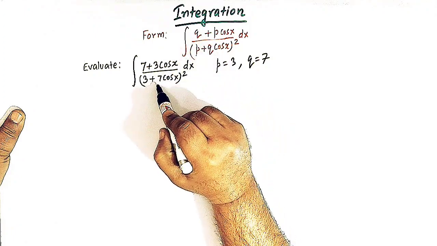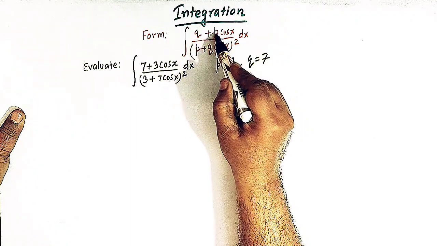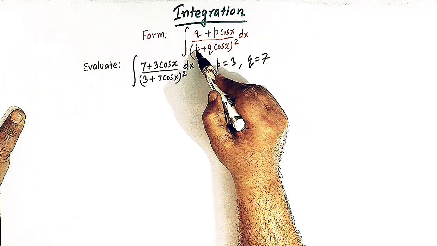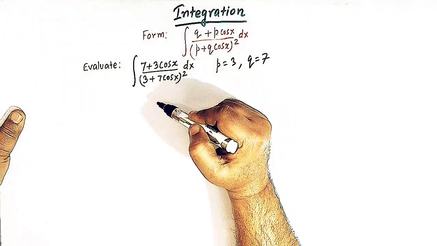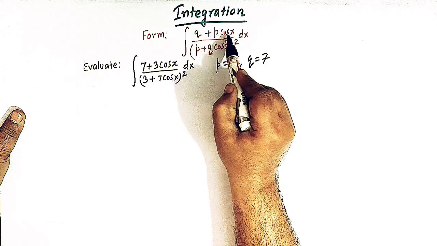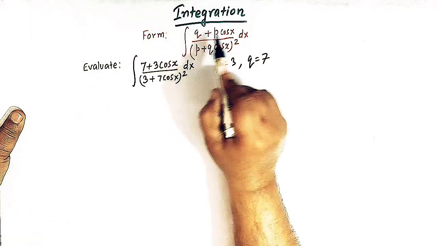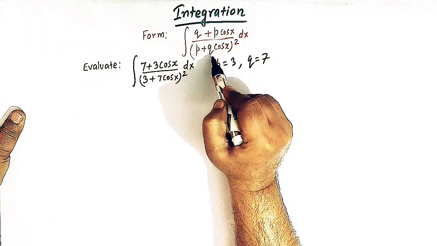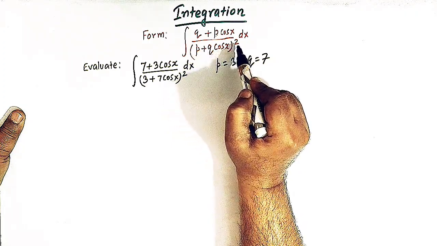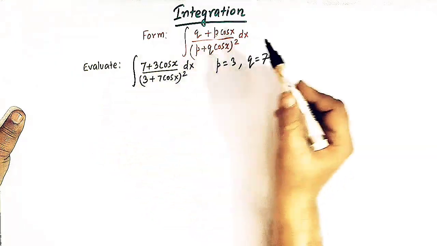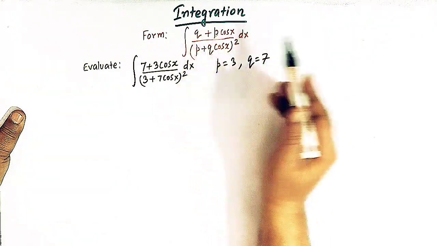So whenever we come across the integrals of this type, where see, here we have p and here also we have p, and here we have q and here also we have q, right? So we have q plus p cos x, and in the denominator, the numbers p and q are interchanged, and we have p plus q cosine x whole square, right? So we have to make an important substitution here.